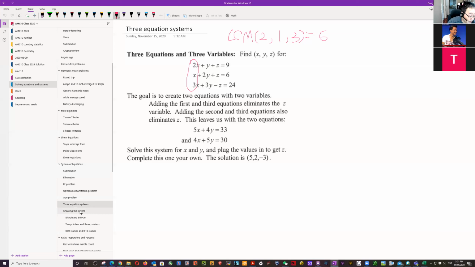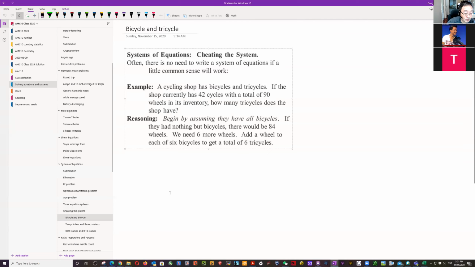One of the things I really like in equation systems is cheating the system. Cheating the system is an extremely quick way. It's a thought process where, if you have a particular problem to solve, you don't even have to list the equations. You can do mental math to solve the problem. That's especially helpful for giving you extra speed in competition problems. Let's go for this one. Often there's no need to write a system of equations if you have a little common sense.